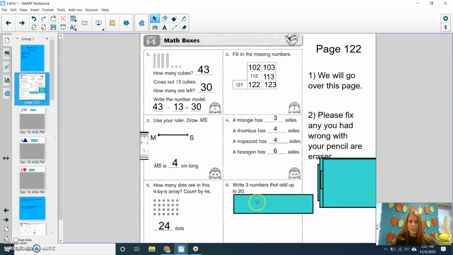For question 6, write 3 numbers that add up to 20. Again, there's lots of different answers. What I chose today is I know that 7 plus 8 equals 15, plus 5 more would get me to 20. So double check to make sure that you have this page correct before moving on.